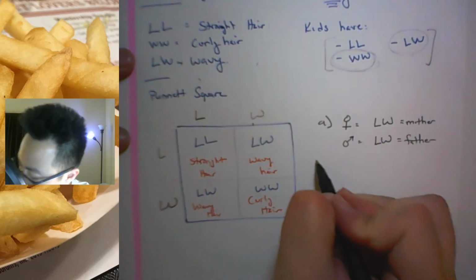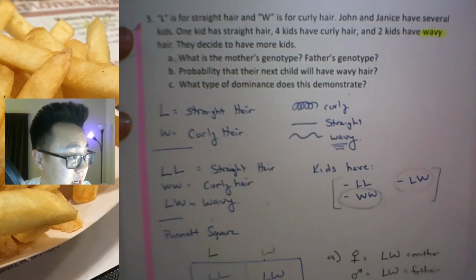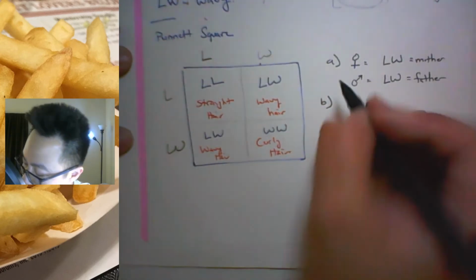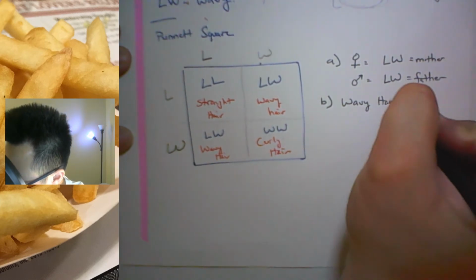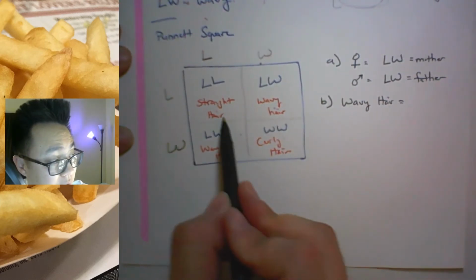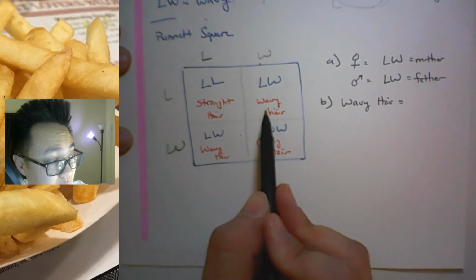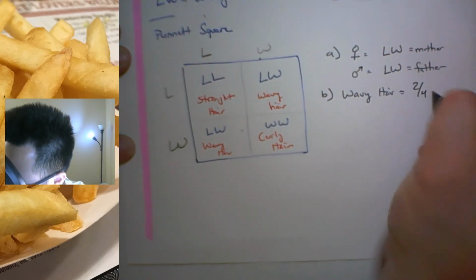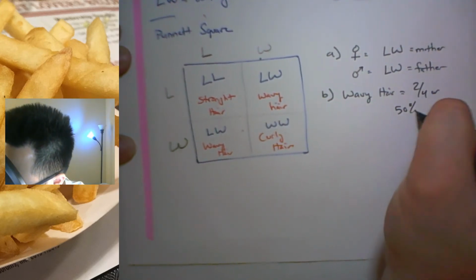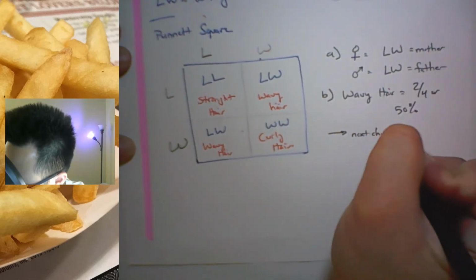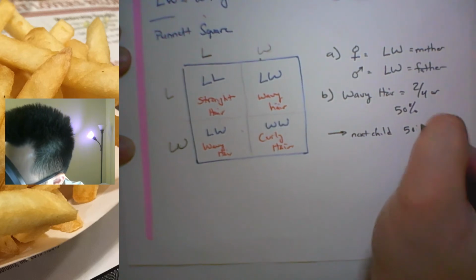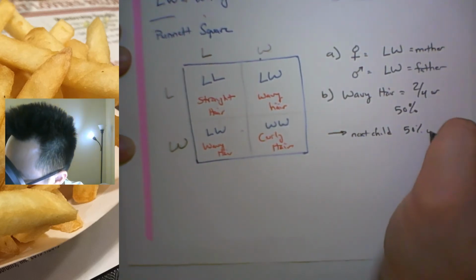All right. Question B is asking the probability that their next child will have wavy hair. Well, according to our statistics, Punnett Square, it is 2 out of every 4 offspring will have wavy hair, or 50%. So the next child, 50% wavy hair.